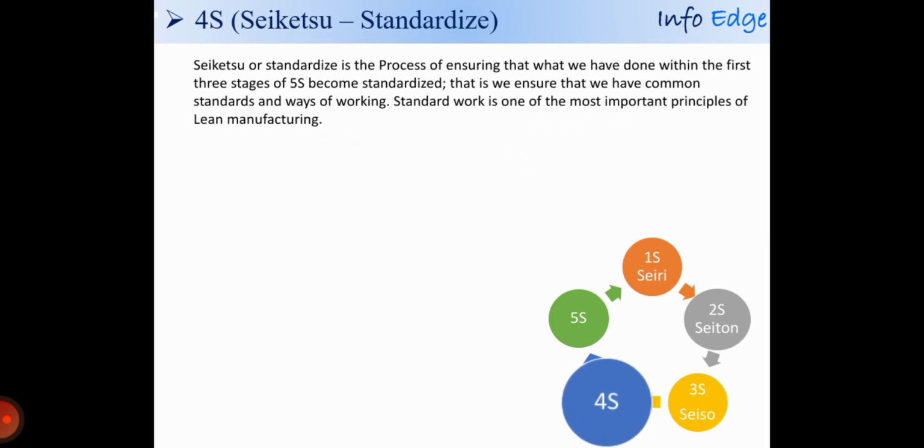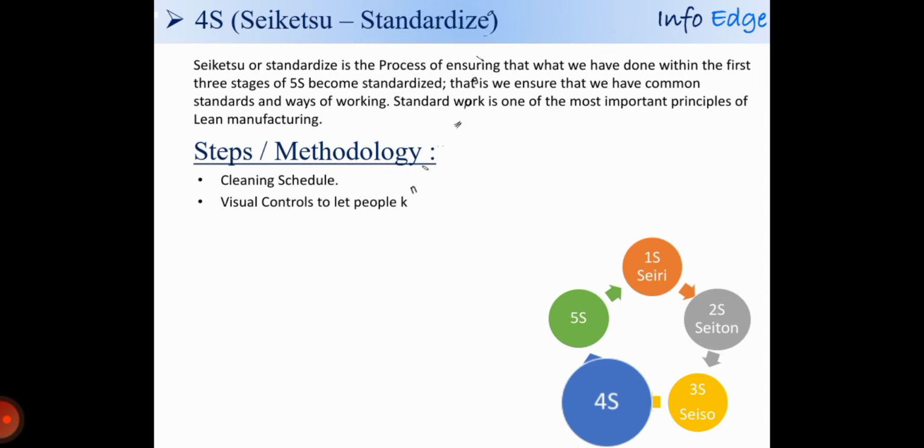The fourth S is Seiketsu, or standardize. Seiketsu is the standardizing of the activity. The fourth S, Seiketsu or standardizing, is the process of ensuring that what we have done within the first three stages of the 5S becomes standardized.